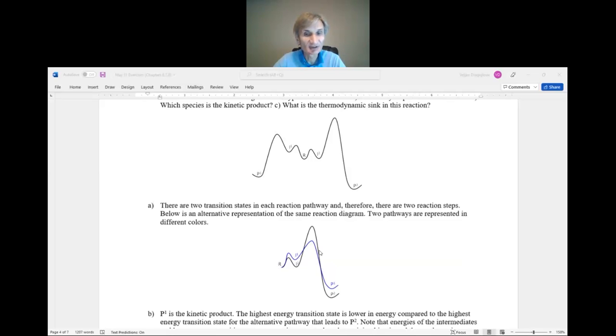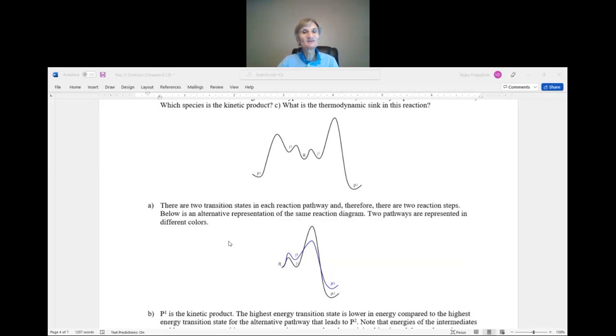Or you look at it here. The pathway to the right is still shown here, this one in black, and here in blue to the left. So the blue one that leads to product one has the lowest energy transition state. When we look at the transition states of highest energy for each pathway, it's the one that leads to product one. So that's the kinetic product.